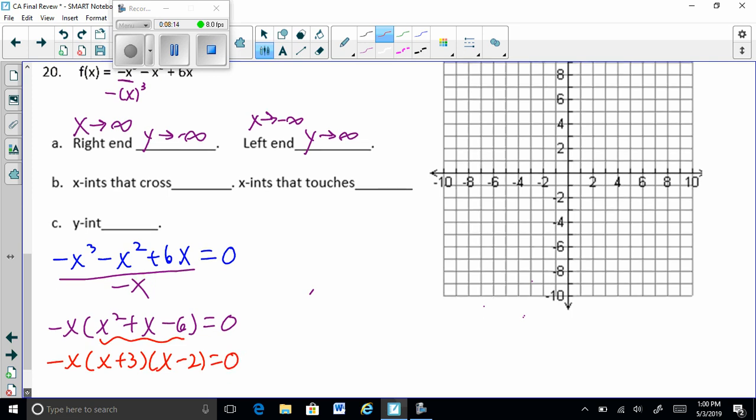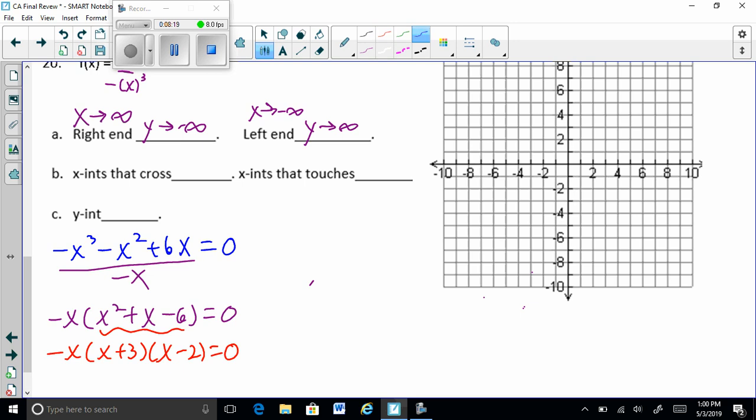So we have 3 solutions here because you have 3 things getting multiplied together. They all have a multiplicity of 1, so they're all going to cross. So we have 0, negative 3, and positive 2, and they all cross. We don't have any that touch and turn around. The y-intercept is kind of boring again. It's just at 0, 0.